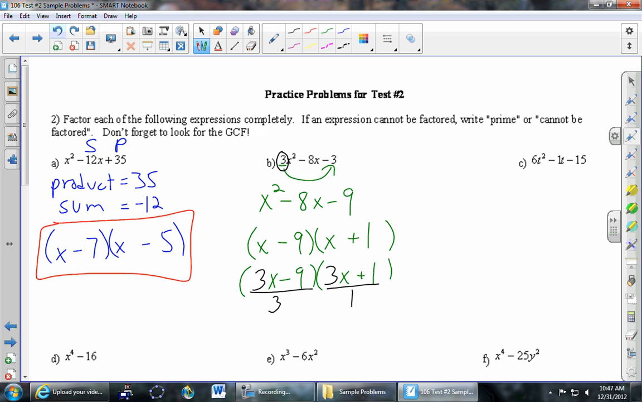And so our final answer is canceling or dividing 3 into both of these terms right here. First gives me x minus, and then 3 into 9 goes 3 times. And then 3x plus 1 divided by 1 is just 3x plus 1.